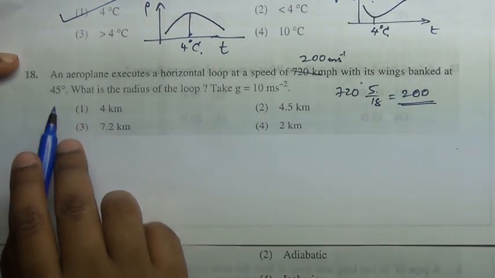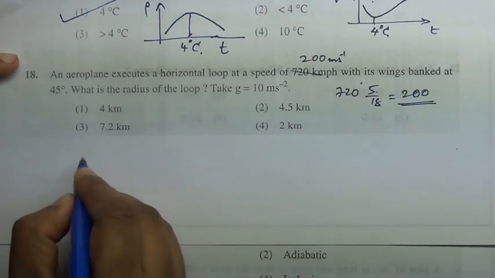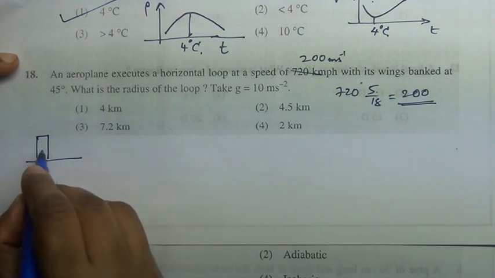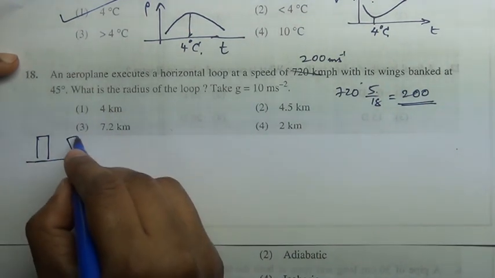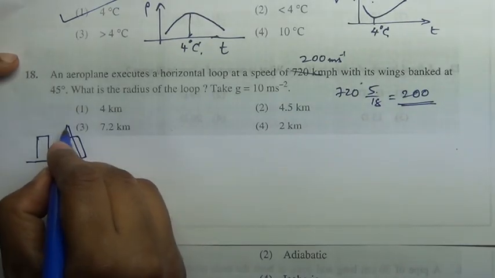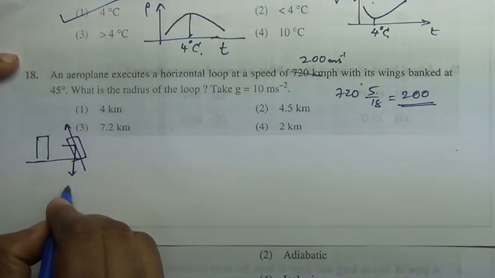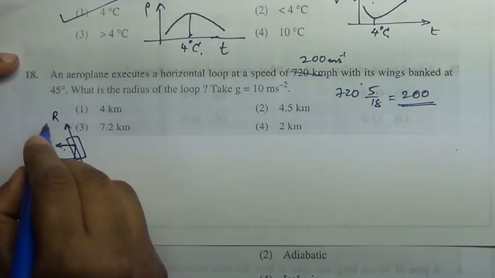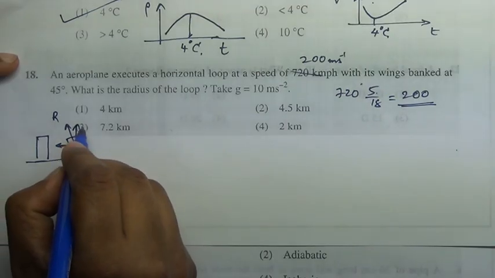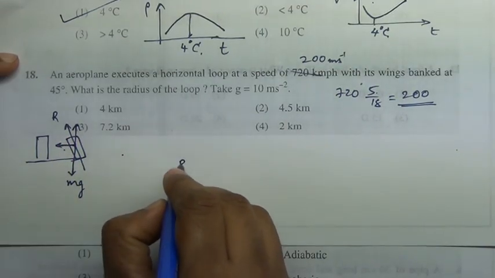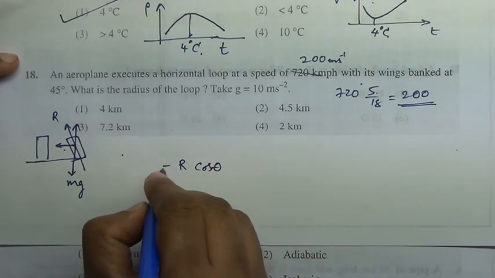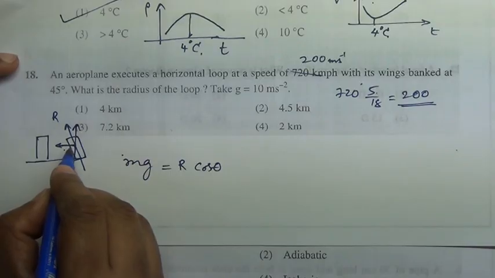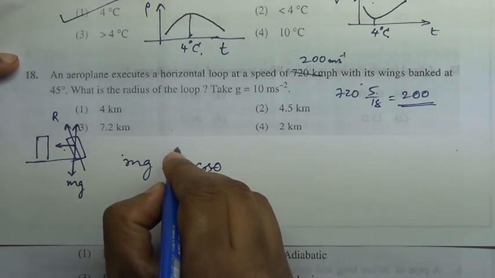Banking is 45 degree. Therefore, if an object is bent, suppose a cyclist, this is the tire of the cycle, if the cycle is bent, then this is mg, this is the reaction R, this is R cos theta. So R cos theta balances mg, and R sin theta provides the necessary centripetal force.